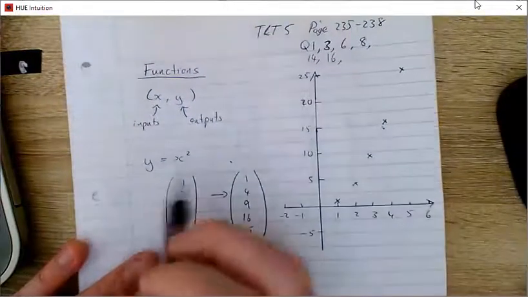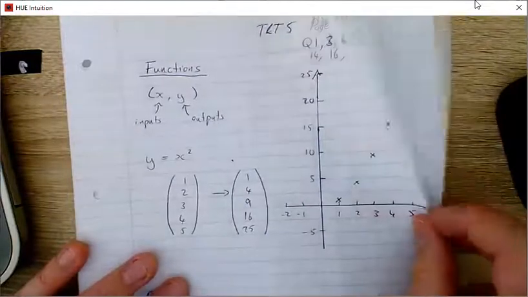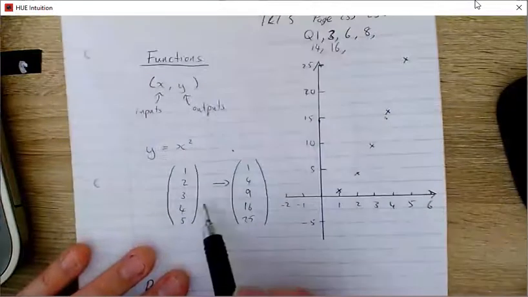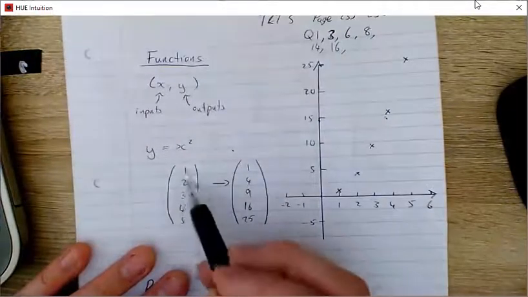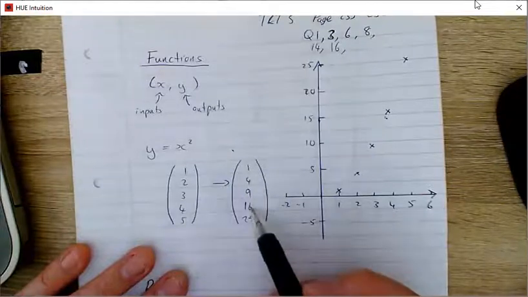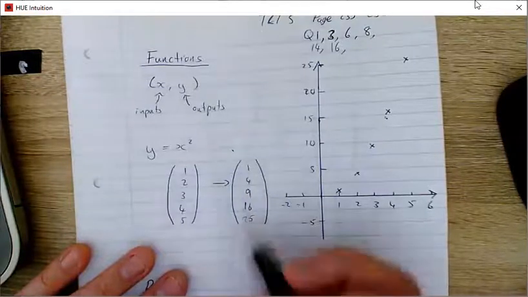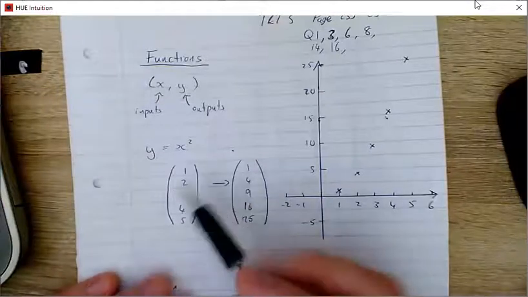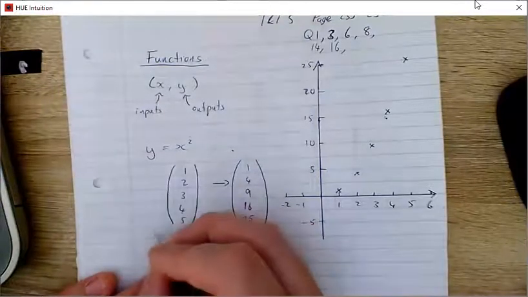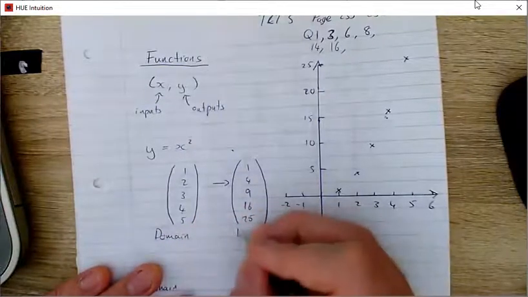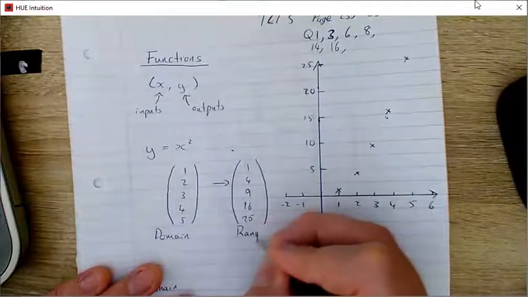Very simple function here, y equals x squared. A couple of ways to represent it. One is this thing called a mapping diagram, where for these 5 numbers, if those are my inputs, you get 1, 4, 9, 16, and 5 squared, 25 is your output. These input numbers are called the domain, and the outputs are called the range.